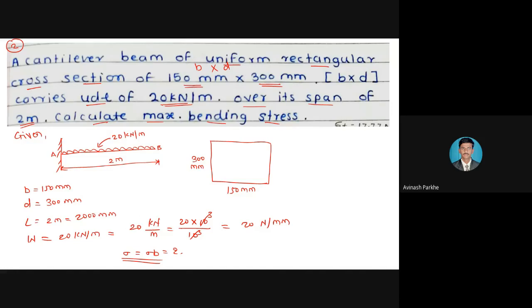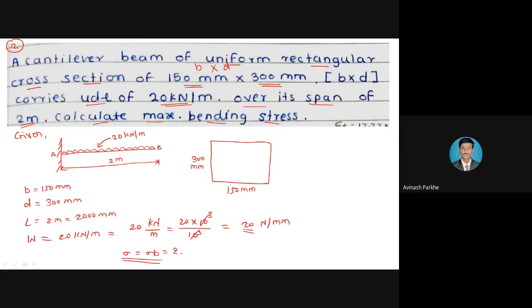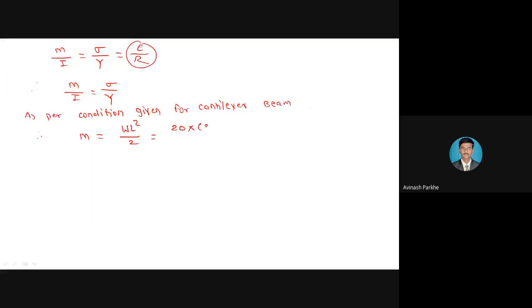Look, if 20 kilonewton per meter is converted into Newton per mm, what value do you get? 20 Newton per mm. So 20 into L square is there. Don't take only L. The length is given as 2 meter. Therefore here 2000 square. Sometimes some students make the mistake of not squaring that length. Therefore, please check that M formula correctly and accordingly put the values. Then you will get the capital M.